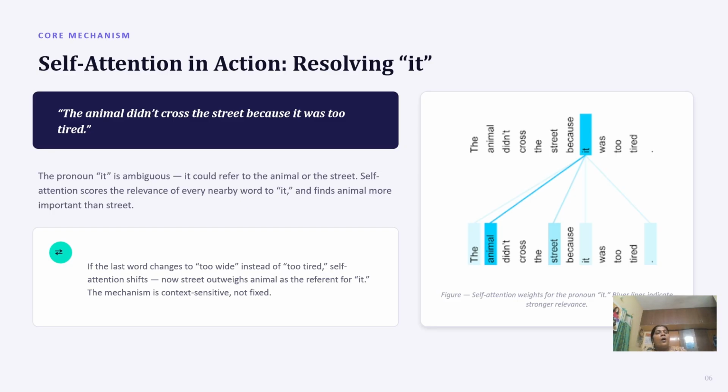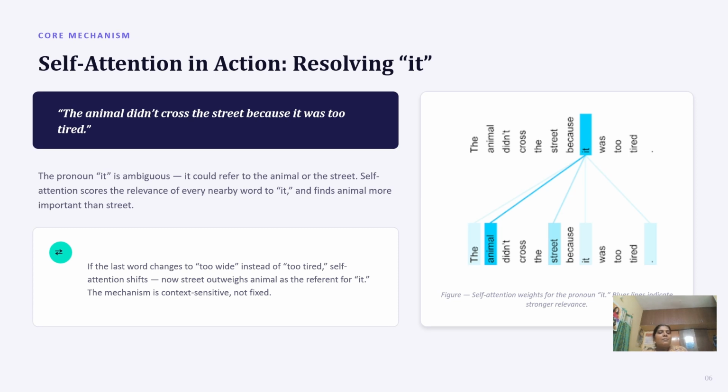Okay, so animal scores a higher value. Now, if the last word changes, assume that the sentence's last word, instead of too tired, is too wide. So instead of too tired, if it is too wide, the self-attention shifts now, street outweighs the animal, and the it here refers to the street.